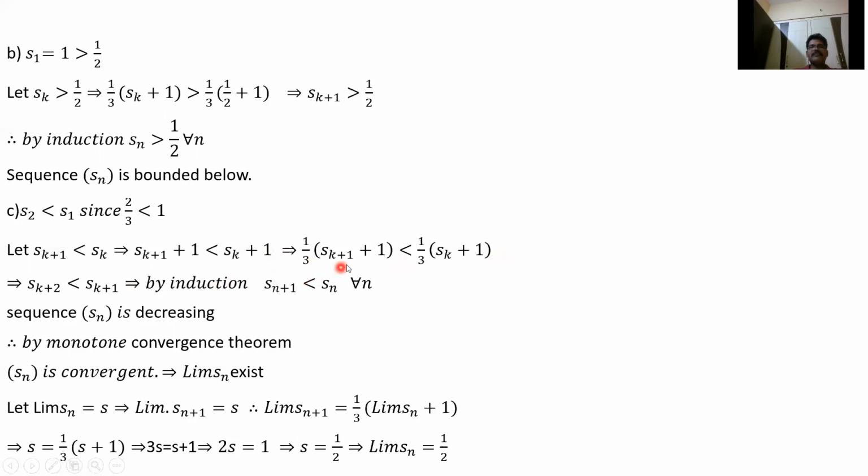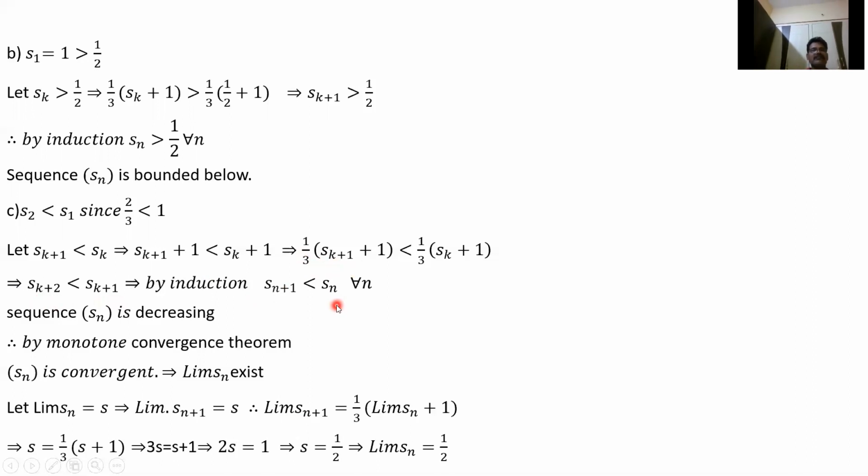In place of n, k plus 1 is there, n plus 1 is k plus 2. So we know that 1 by 3 S(n) plus 1 is S(n+1). Here in place of n, k plus 1 is there, we get k plus 2. S(k+2) less than S(k+1). So it is true for n is equal to k plus 1. So by induction, it is true for all n.